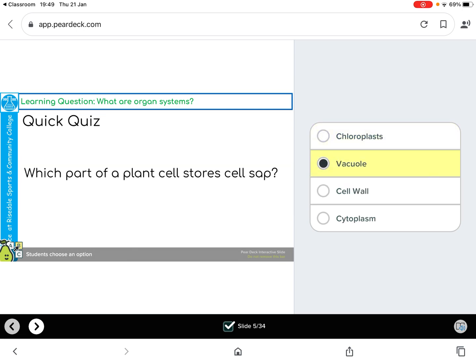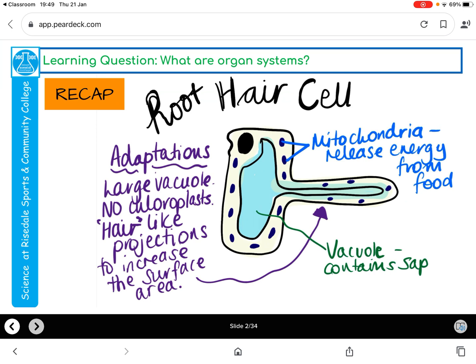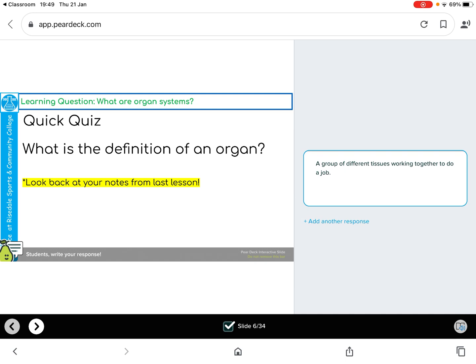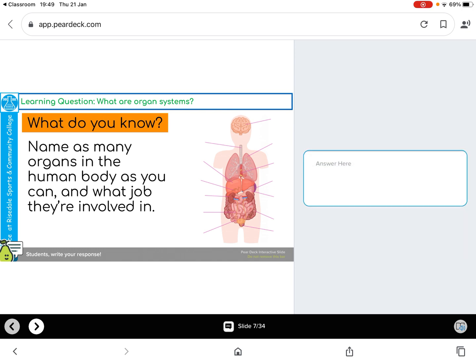Which part of the plant stores the cell sap? That is the vacuole. I'll just go back and show you. I even labelled that. Vacuole contains cell sap, in the bottom in the green. Okay. And thinking back to last lesson when we talked about organs and tissues, what was the definition of an organ? So it is a group of different tissues working together to do a job.